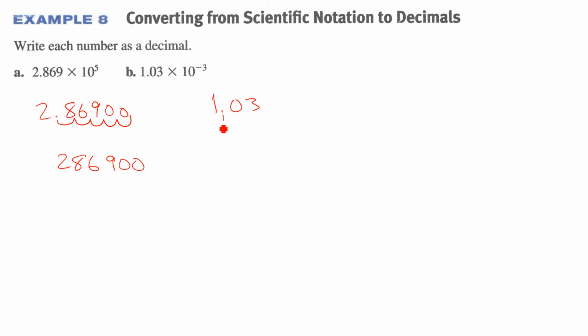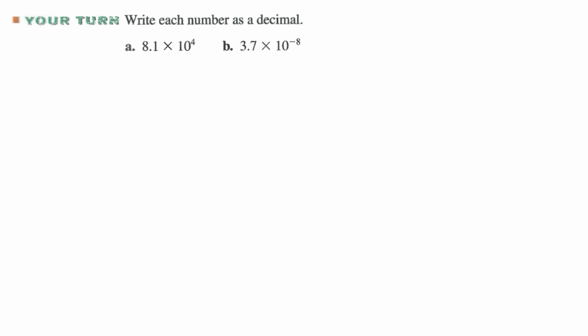We're going to move it 1, 2, 3 places to the left. So we'll have 0.00, 2 empty spaces, 103. Your turn.